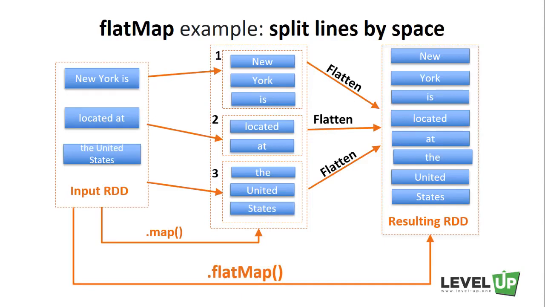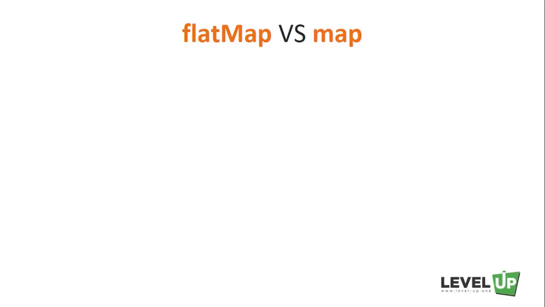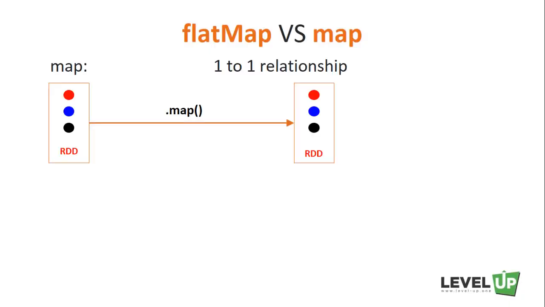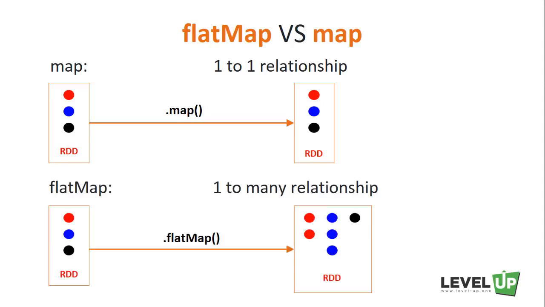You might want to ask, when should we use FlatMap over map? Map should be used if you have a one-to-one relationship between the rows of the input data and the rows of the RDD you are creating. FlatMap should be utilized if you have a one-to-many relationship between the rows of the input data and the rows of the RDD you are creating.